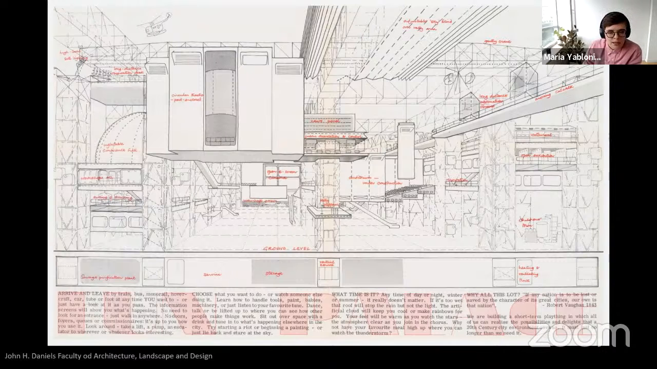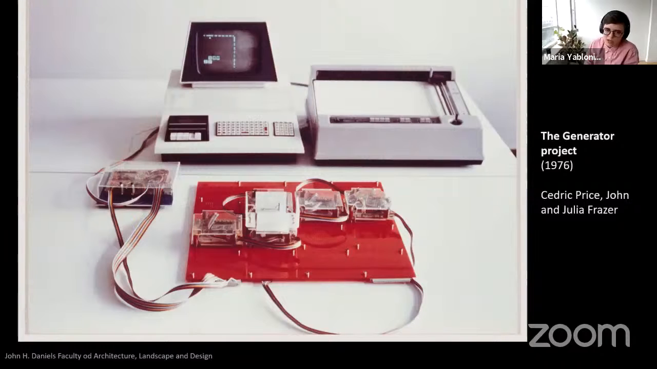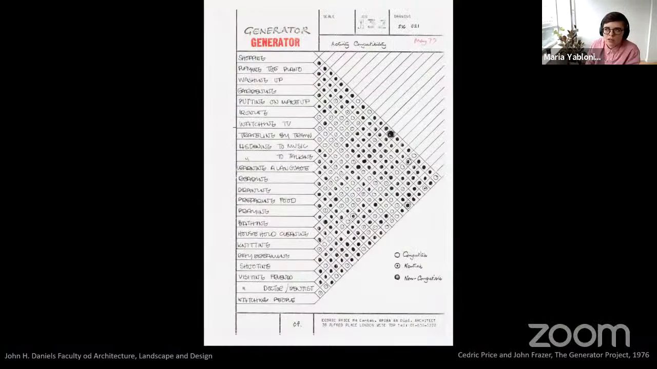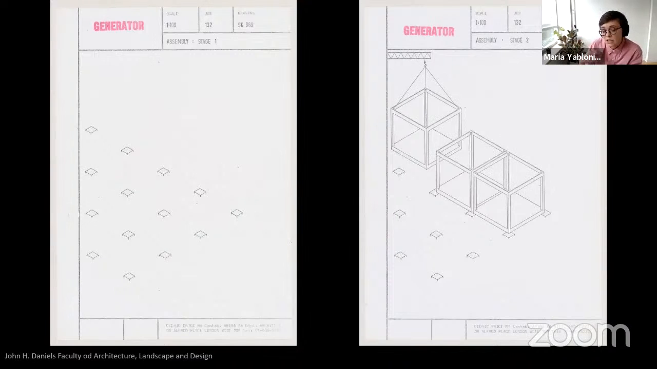Similar to the Generator project, also by Cedric Price in collaboration with John and Julia Fraser, where the idea was to create this fully responsive architectural space that was made up of these little cubes. But the interesting part here, at least for me, is not the hardware, not the architectural shape itself, and not even the way it's moved, but the way Cedric Price thought about interacting with the user. And this is where the boredom program comes in that I mentioned in the beginning of the lecture. He envisioned an architectural space as really a partner and as something that you can have a dialogue with, and something that gets bored if you don't interact with it enough.